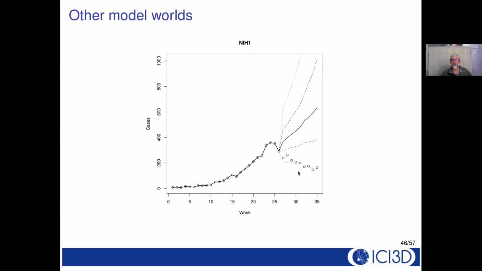So here's a short-term forecast that we made, and I think these are 90% confidence intervals, and we made the forecast at this point in time, and we almost missed, but not quite.